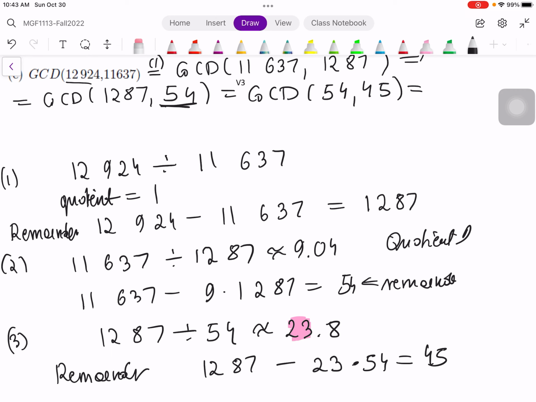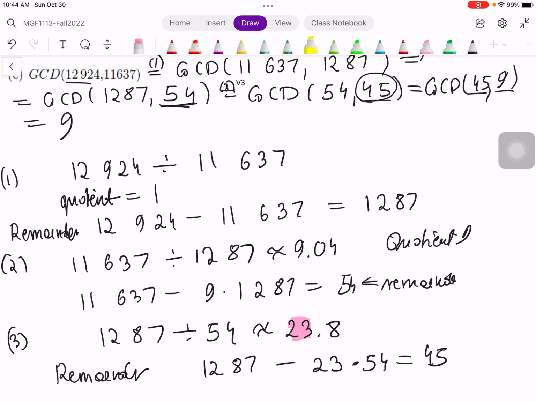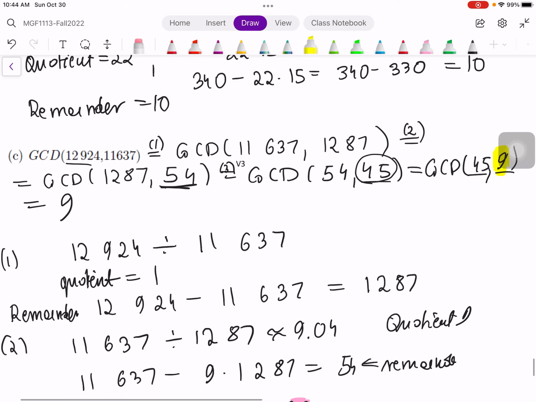Now I see that this one will not require any calculation, because I see 45 goes only once into 54, and the remainder will be 9, right? So again, I rewrite, keep the smaller number, 45, and the remainder. And now 9 is a divisor of 45, which means that 9 is now the greatest common divisor. So when you end up with something that's already a divisor of the bigger number, that's the greatest common divisor.